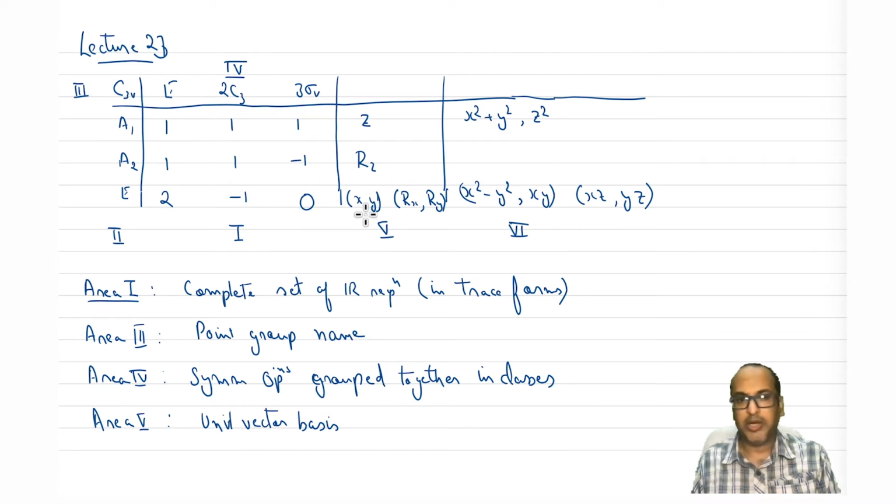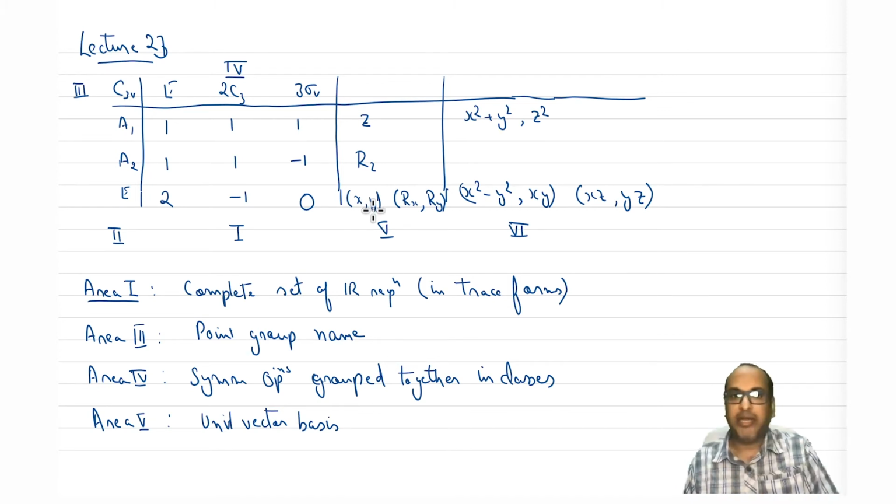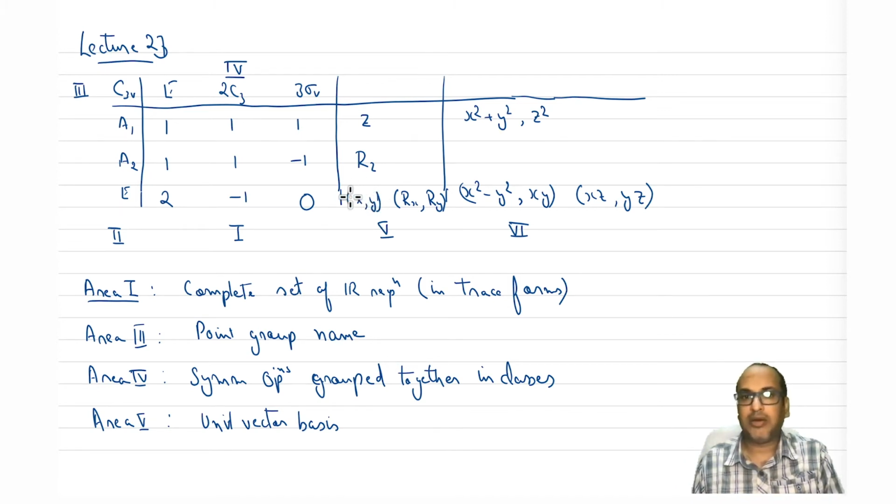And when I write X comma Y within brackets, it basically means that X and Y are not separable and thus form a degenerate representation. So this would be a two-dimensional representation. Whenever you have X comma Y like that, it means X and Y together form the basis for this particular representation. We have seen this case earlier, right? Similarly, Rx and Ry are also inseparable, and together they form the basis for this.